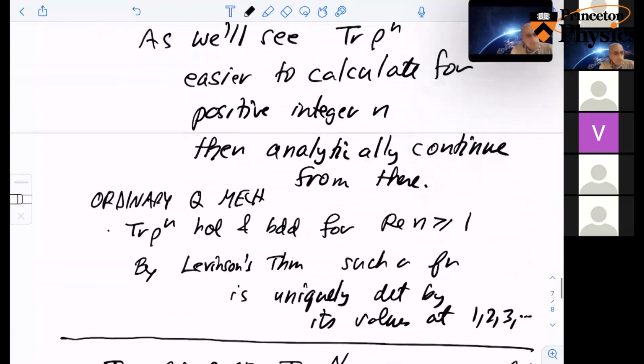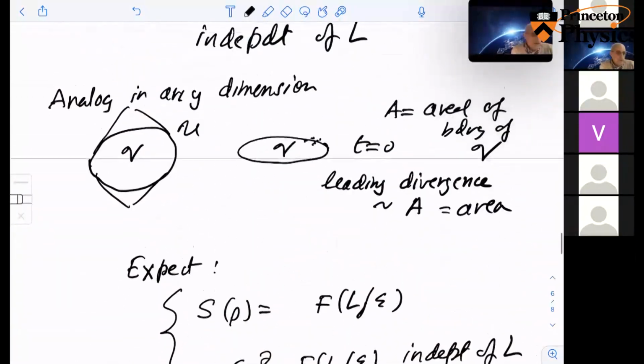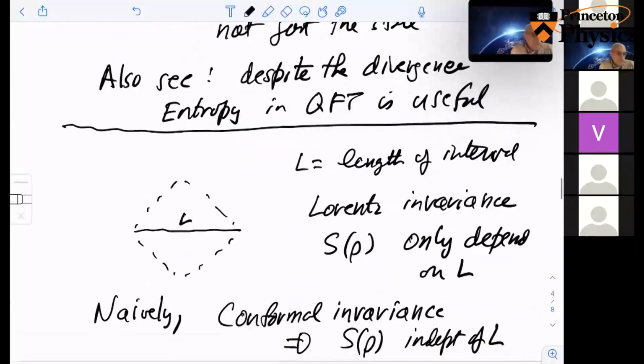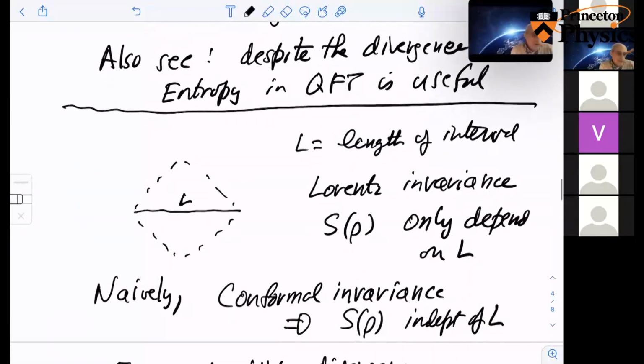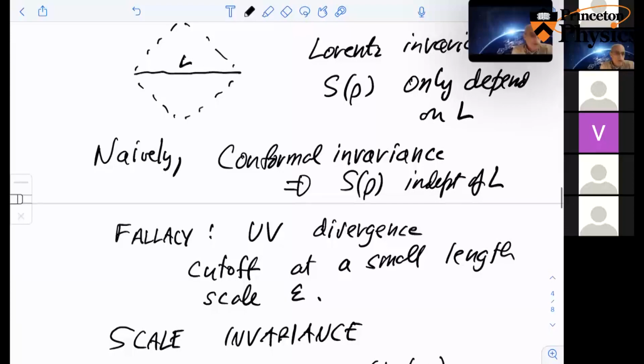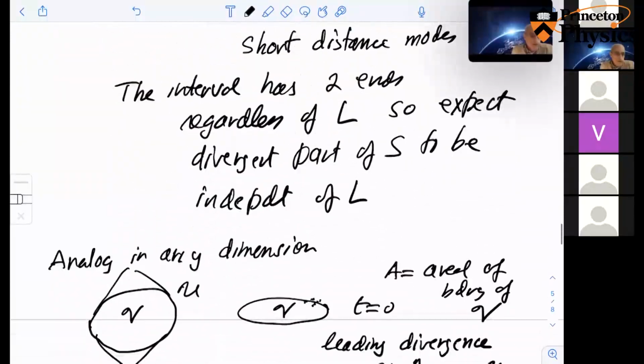Sorry. There's something basic that no one asked me. I didn't state it properly. I said we're going to calculate the entropy of the density matrix, but I didn't say which state the density matrix would be for. So we're going to compute for the vacuum.